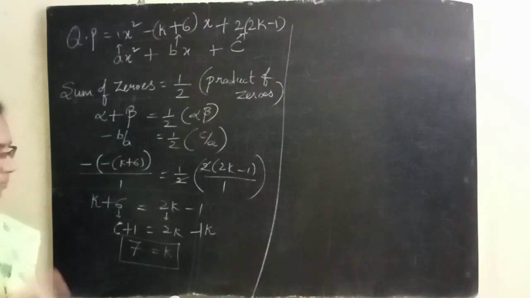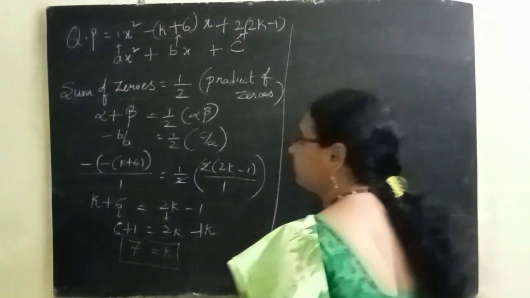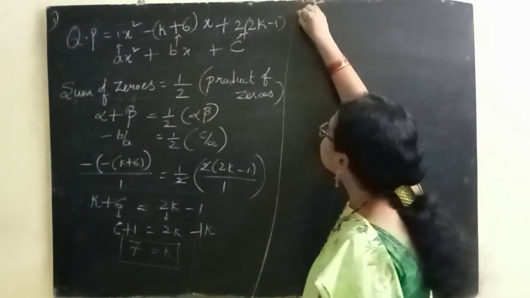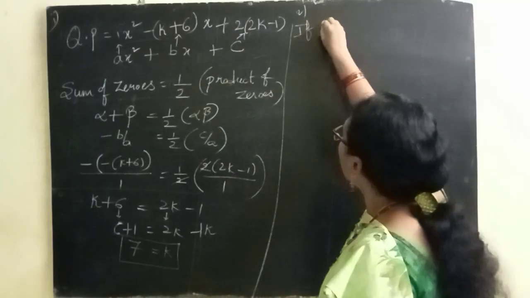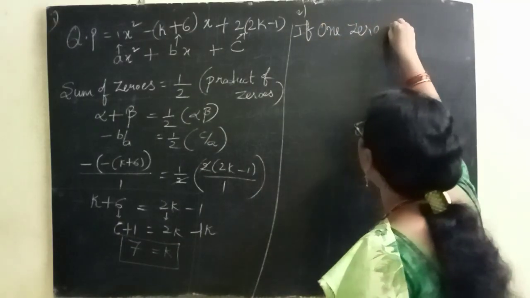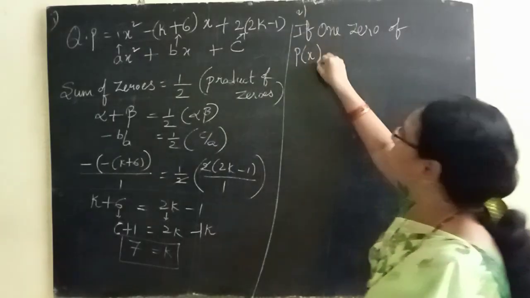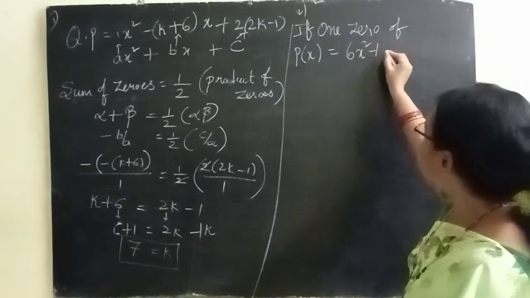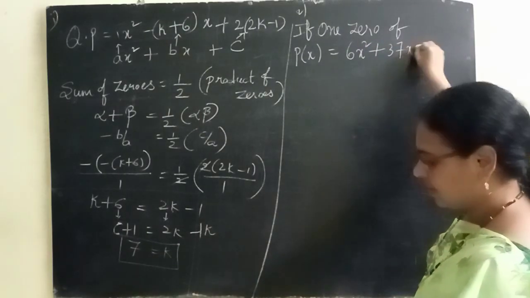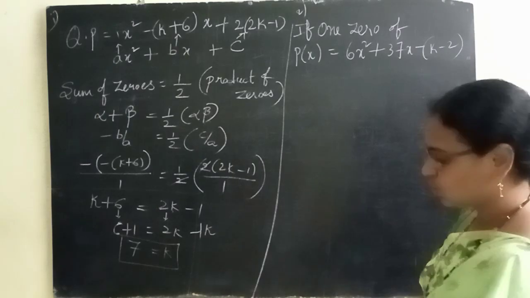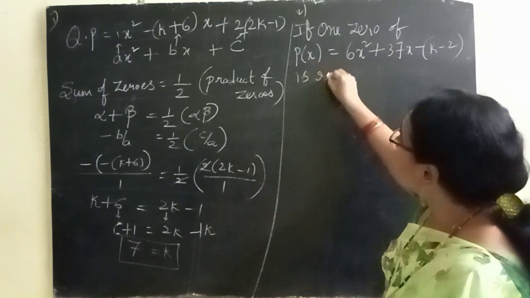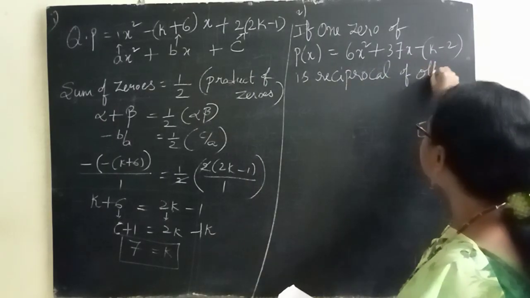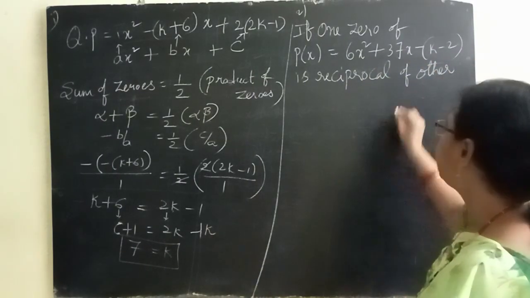Okay, like that one more sum we have to see. If one zero of p of x, he has given p of x as 6x square plus 37x minus of k minus 2, is the reciprocal of the other. Reciprocal of the other. Find k.